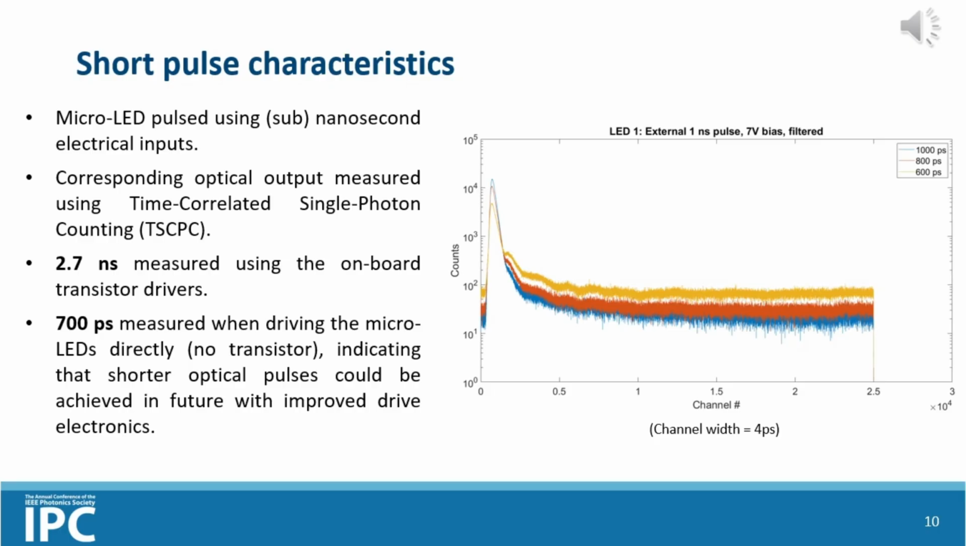We did test driving the LEDs directly, essentially bypassing the transistor and pulsing the LEDs directly with a high voltage signal, and we were able to obtain pulses on the order of about 700 picoseconds. So that indicates that the drive electronics that we have at the moment are limiting how short we can make the optical pulses, so there are some improvements that could be done in future in that respect.